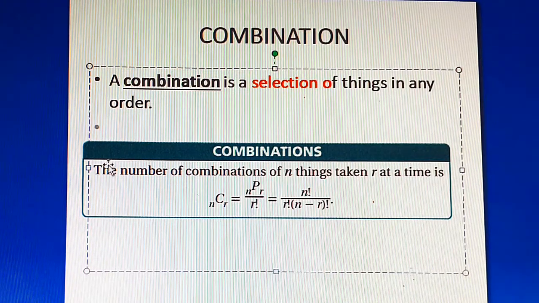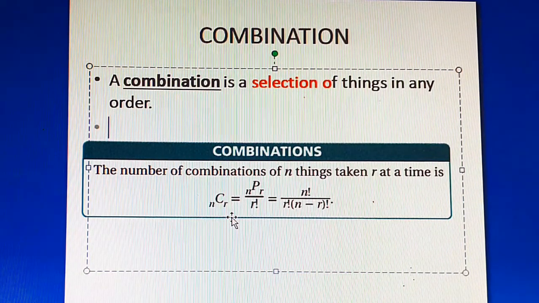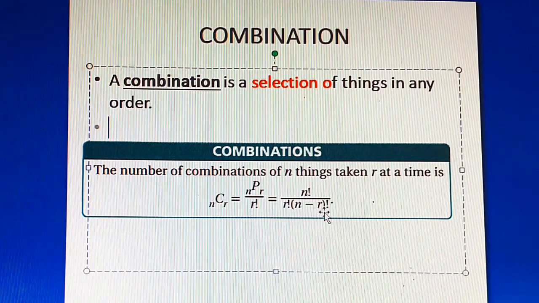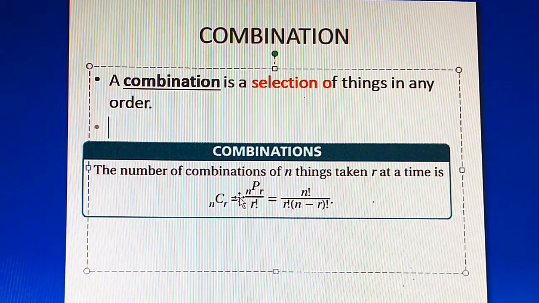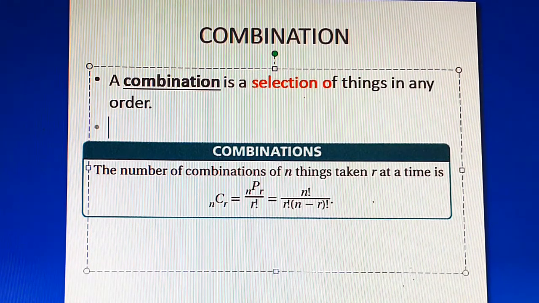Okay, so the formula for combination is nCr. Combination can be represented as nCr. So the formula is n factorial divided by r factorial times (n minus r) factorial. This is the formula to calculate the combination. Or you can use this formula, nPr divided by r factorial. Okay students, you can pause the video and make a note.